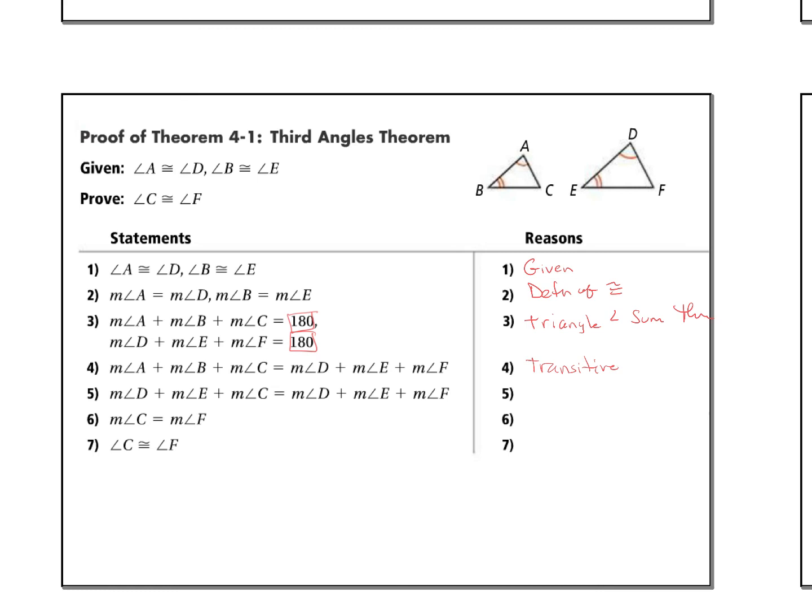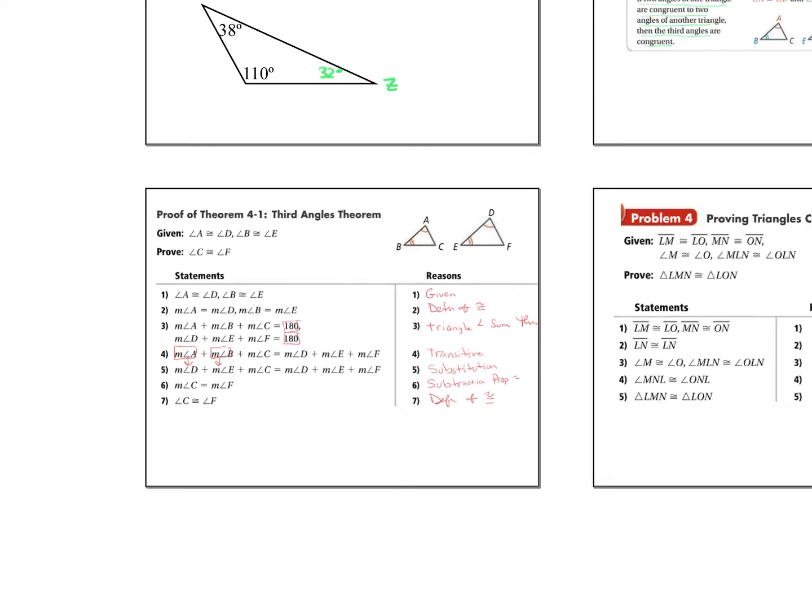Okay. Now, for 5, what is happening? Yeah, you are replacing this with an equivalent value. Therefore, this is substitution. Now, what did you do to 5 to get 6? You subtracted off all the common angles. So this is subtraction property of equality. And then what allows us to go from 6 to 7? Measures equal, angles congruent. Definition of congruence. Excellent. Excellent job. Okay, go into this next one.